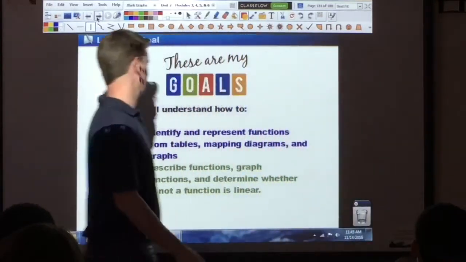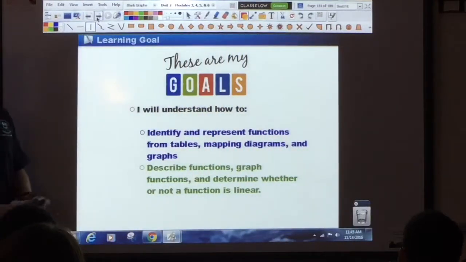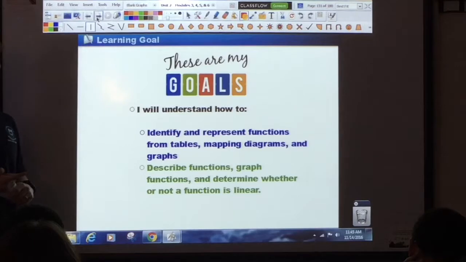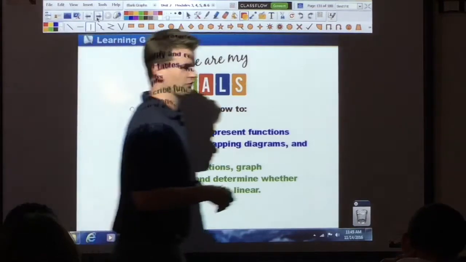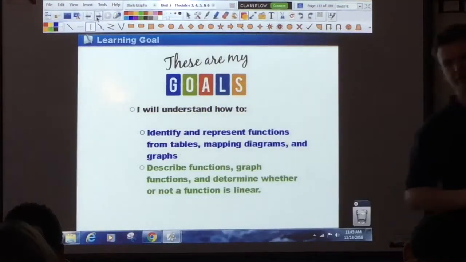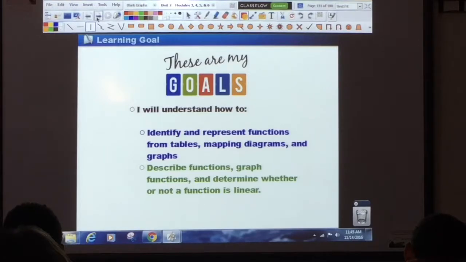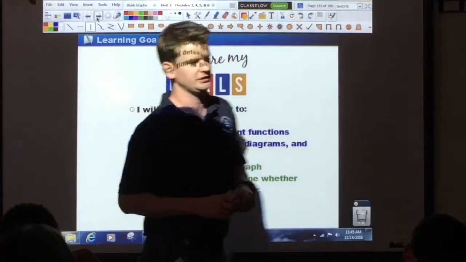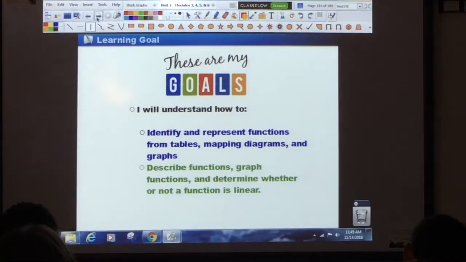And today, we're starting Module 6. We're going to do Lesson 6.1 and 6.2. We will identify and represent functions from tables, mapping diagrams, and graphs. And then once we're done with that, we're going to learn how to describe functions, graph functions, and determine whether or not a function is linear.